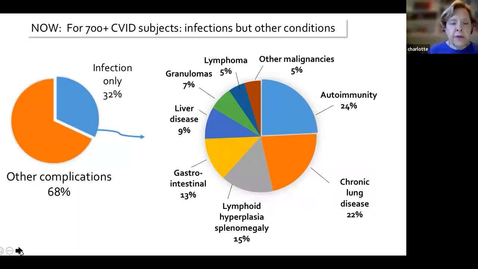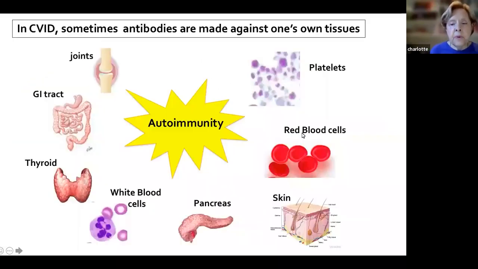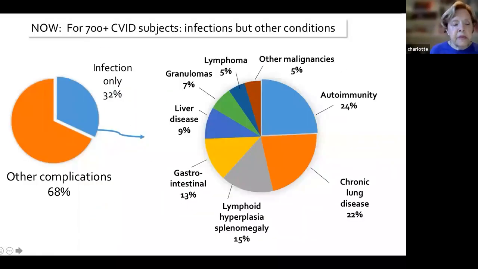And once we began to use large amounts of gamma globulin and we didn't see pneumonia anymore and weren't losing patients to chronic lung disease, we began to realize that what we were seeing is something else. And that is that the infection-only phenotype is now about 32% of patients, and this is my practice, by the way. About 68% of patients have something else as well. In other words, yes, they have infections, but they also have autoimmunity, for example.